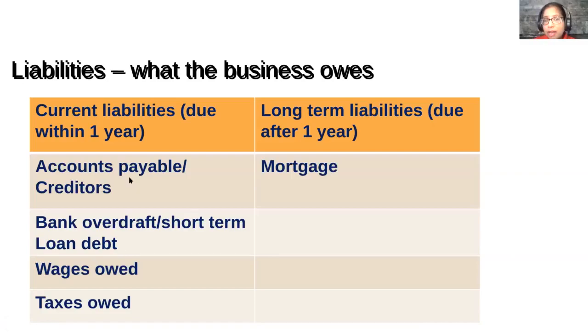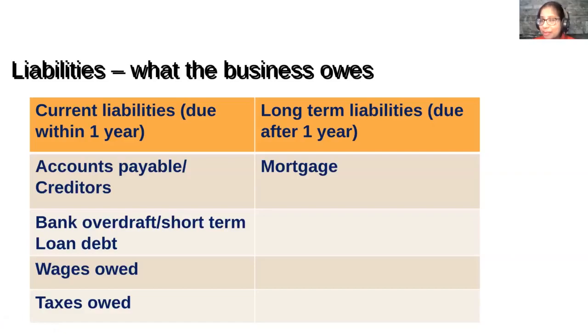Now, just as we have accounts receivable as an asset, we have accounts payable as a liability. Okay, so accounts payable is what the business owes to people.